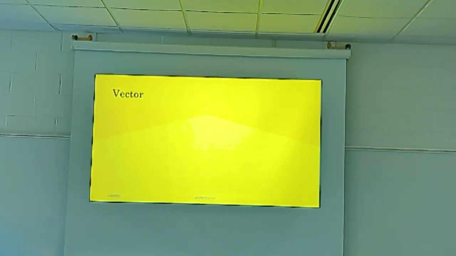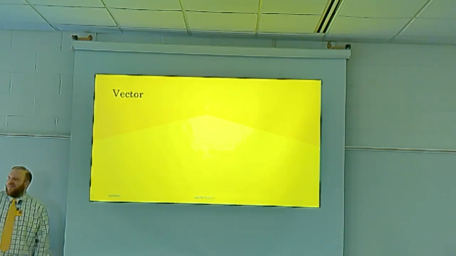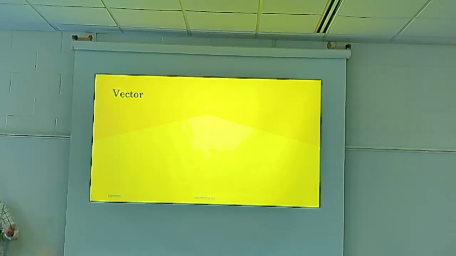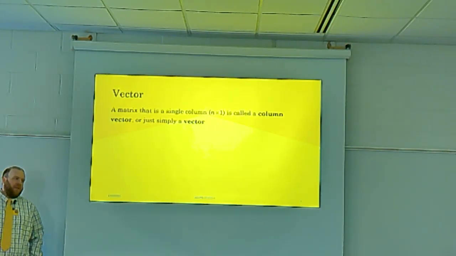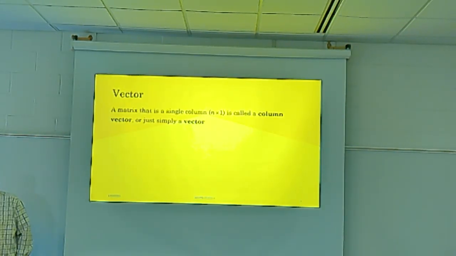So let's look at vectors. Calc 3 people, you actually just did vectors in Calc 3, so that's fun. A matrix that is a single column, right, so n by 1, is a column vector or just simply a vector. Specifically, it's an n vector.